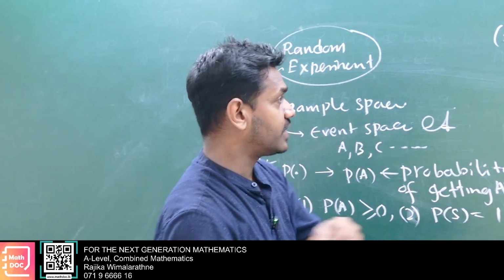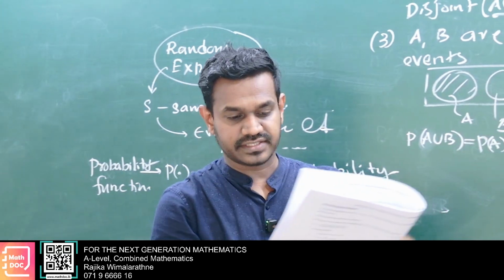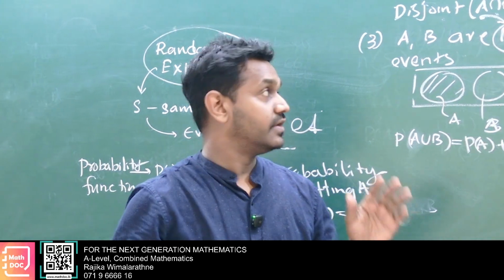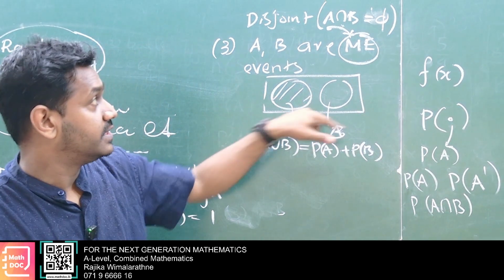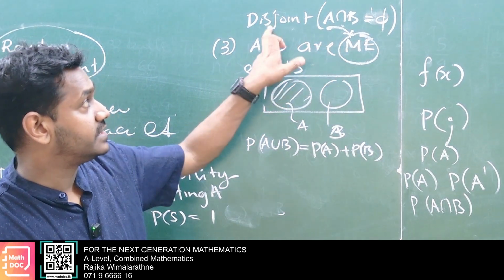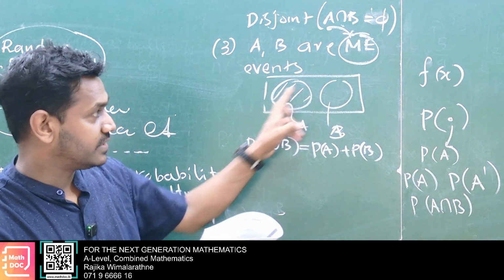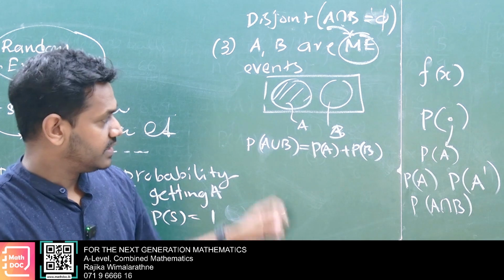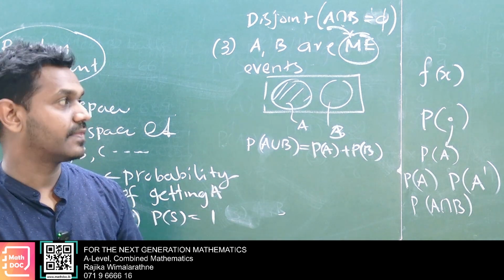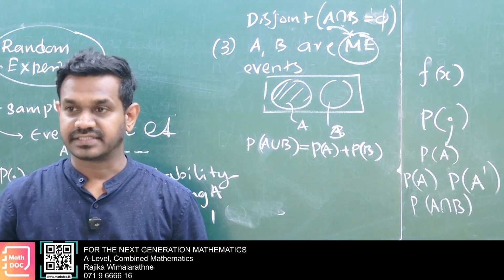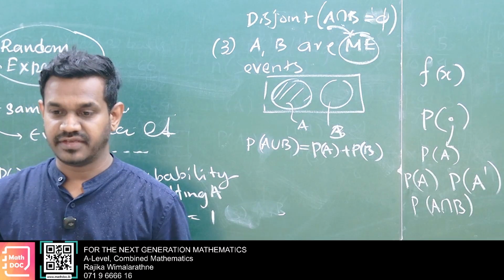So here you better write these things. Mutually exclusive events. You better sketch the Venn diagram. Mutually exclusive means disjoint, A intersection B is null. That is given, but you better sketch this diagram. Then P(A union B) equals P(A) plus P(B). Just sketch the diagram. That is the axiomatic definition.